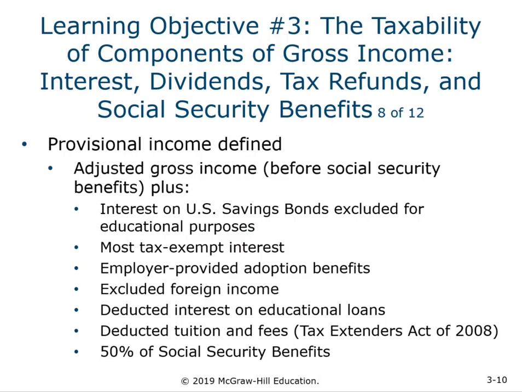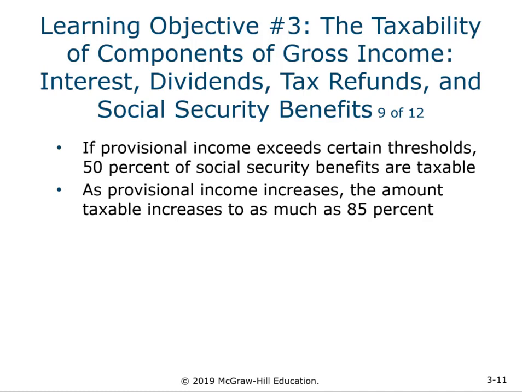So if we have interest income and then we have tax-exempt interest, we're going to add those together to get provisional income. Our AGI will only include the taxable interest, not the non-taxable interest. But this one does include the non-taxable interest. 50% of Social Security benefits, okay?